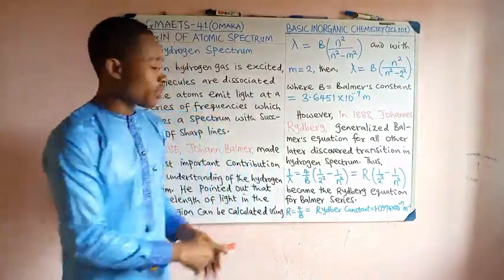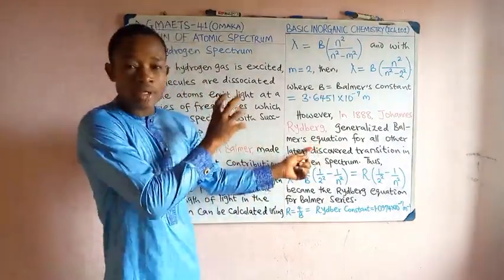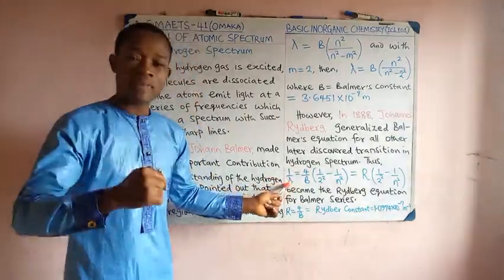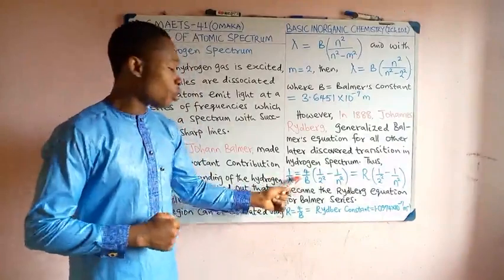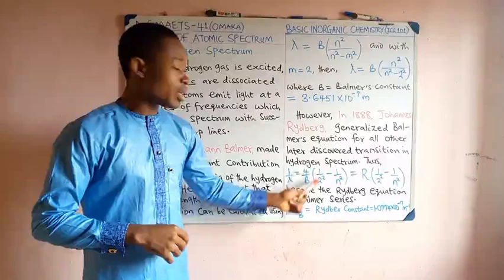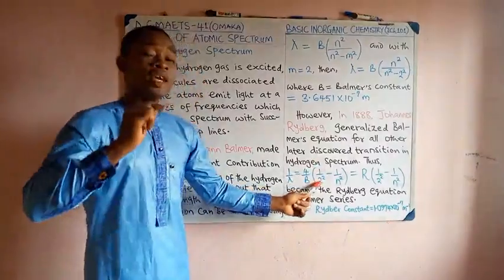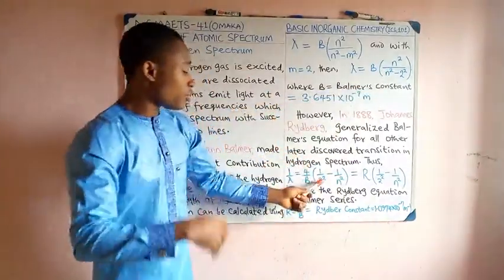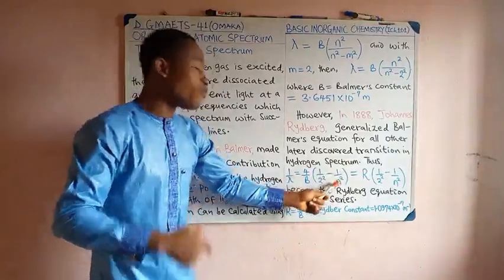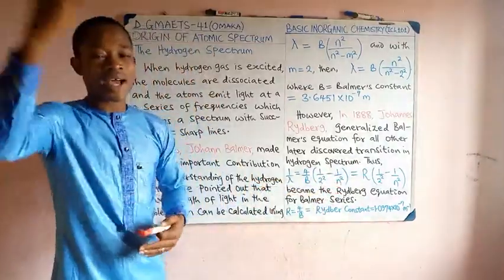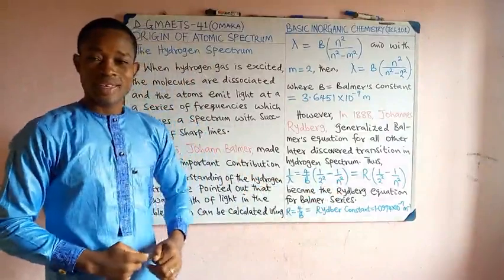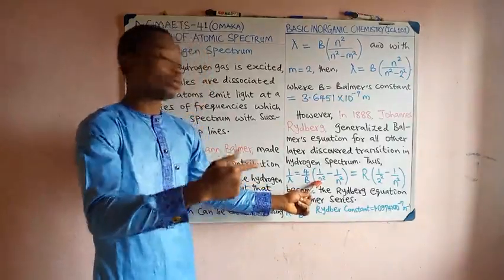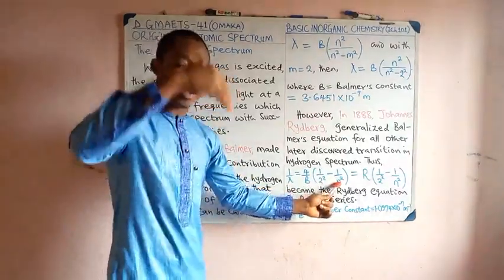So Rydberg gave a generalized equation following that of Balmer, and he put forward the formula: 1 over lambda, that is 1 over wavelength, will be equal to 4 divided by Balmer's constant, bracket 1 over 2 squared. He proposed for that of Balmer, where m is equal to 2, so it becomes 1 over 2 squared minus 1 over n squared, where n is the other higher series. Is that okay? For example, in the case of Balmer, that you have the value of 2, it means that n will start from 3, 4, 5 upward.